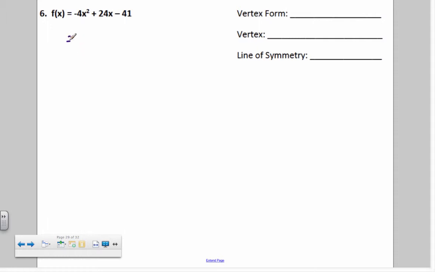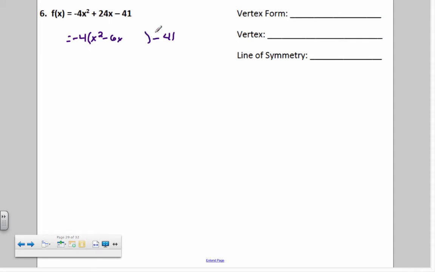So let's go ahead, and what we're going to do is factor out a negative 4 from the first two terms, because I'm going to let that negative 41 kind of hang out here until we need it later. So let's factor out a negative 4 here. I have negative 4. And if I were to factor that out, I would get x squared in my parentheses. And then I really divide this by negative 4. So I get negative 6x.